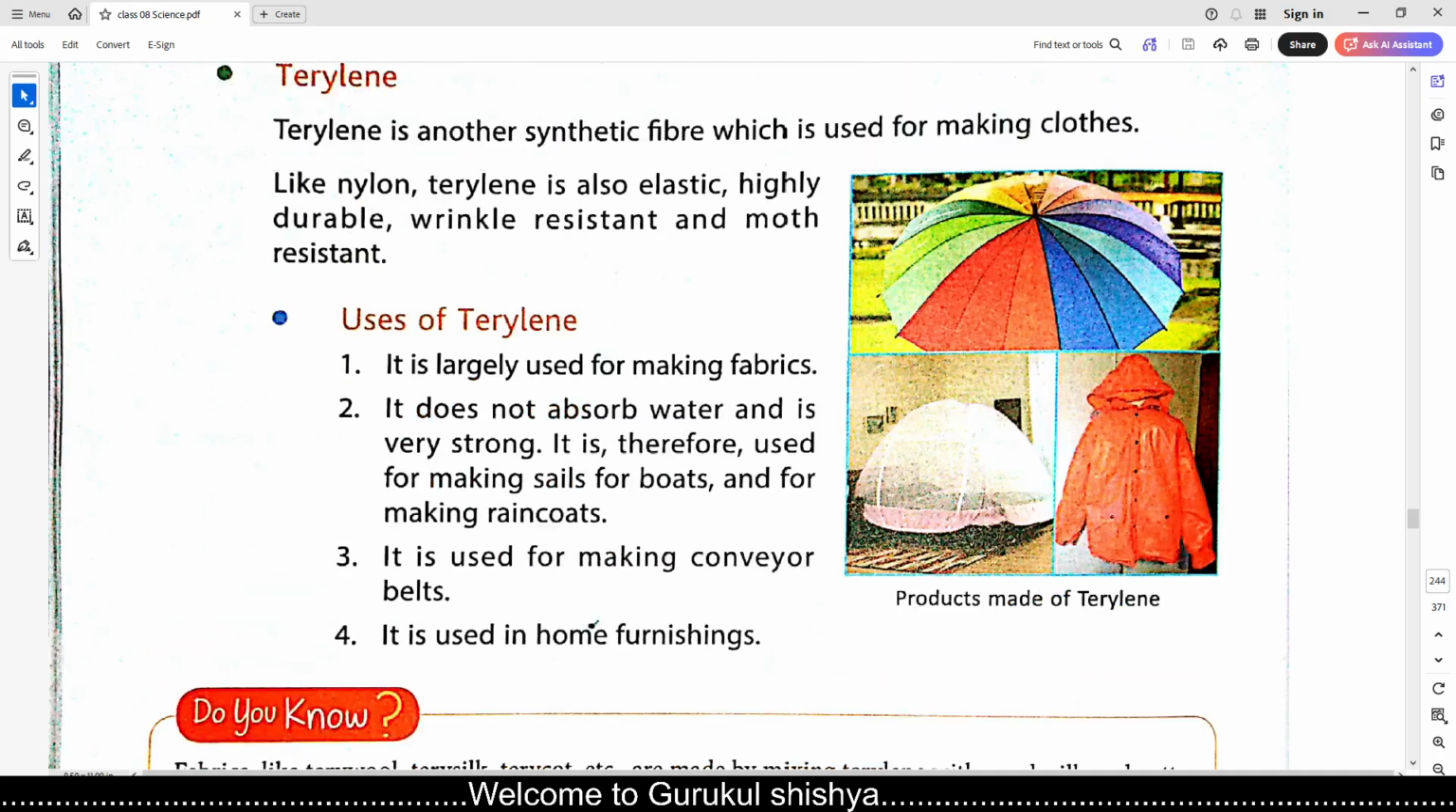Terylin. Terylin is another synthetic fiber which is used for making clothes. Like nylon, terylin is also elastic, highly durable, wrinkle resistant, and moth resistant.